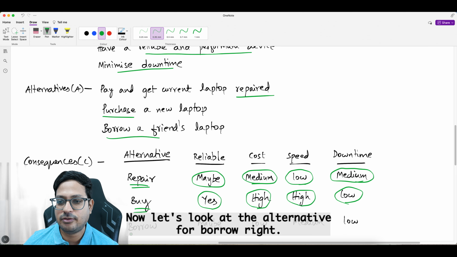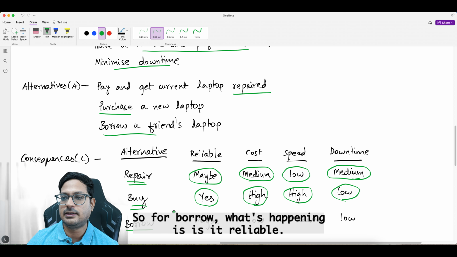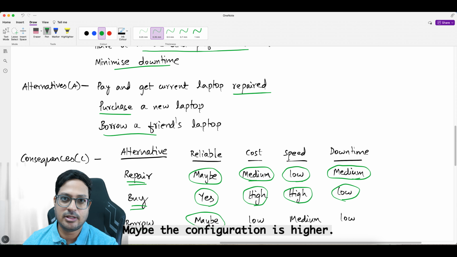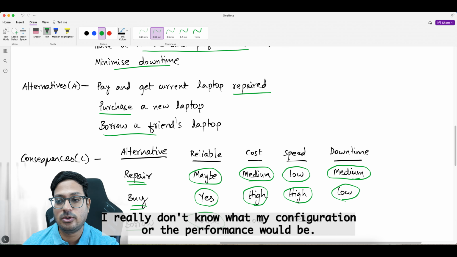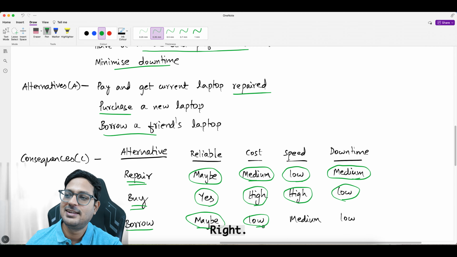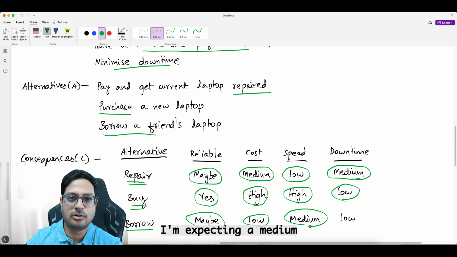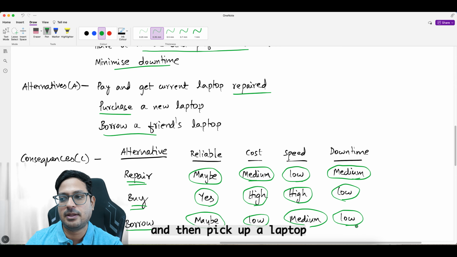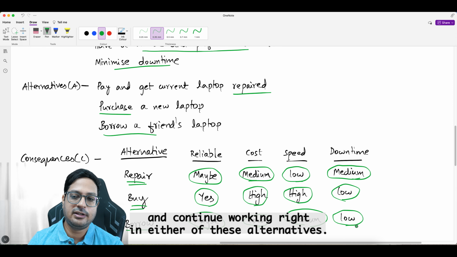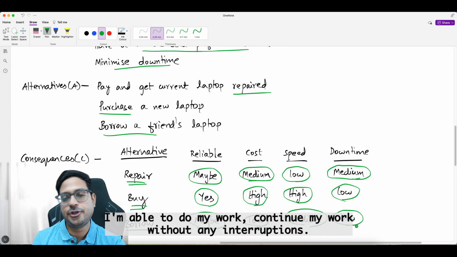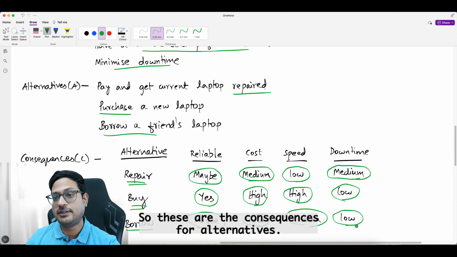Now let's look at the alternative for borrow, right? So for borrow, is it reliable? Maybe. I don't know if my friend's laptop is as reliable as the machine that I had. Maybe the configuration is higher, maybe the configuration is lower. I really don't know what the performance would be. So it's a maybe. And cost is low because I'm expecting my friend wouldn't charge me if I borrow the laptop now and again, right? And the speed is medium. I'm expecting a decent performing machine. And downtime is also low in this case. I just need to go to my friend's house, pick up a laptop and continue working, right? In either of these alternatives, my problem statement and objectives are met. I'm getting a reliable machine, and I'm able to continue my work without interruptions, right? So these are the consequences for the alternatives.